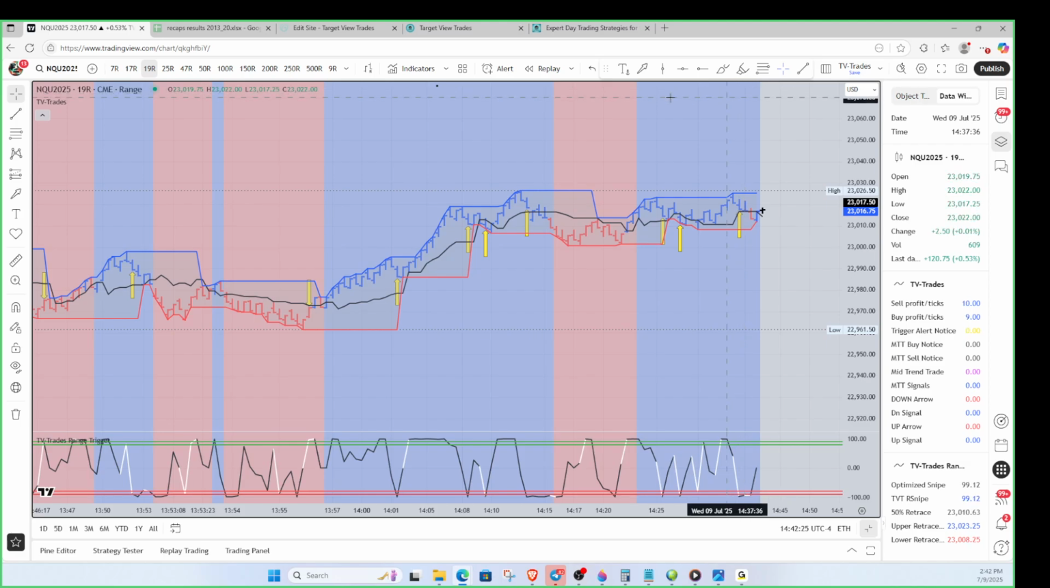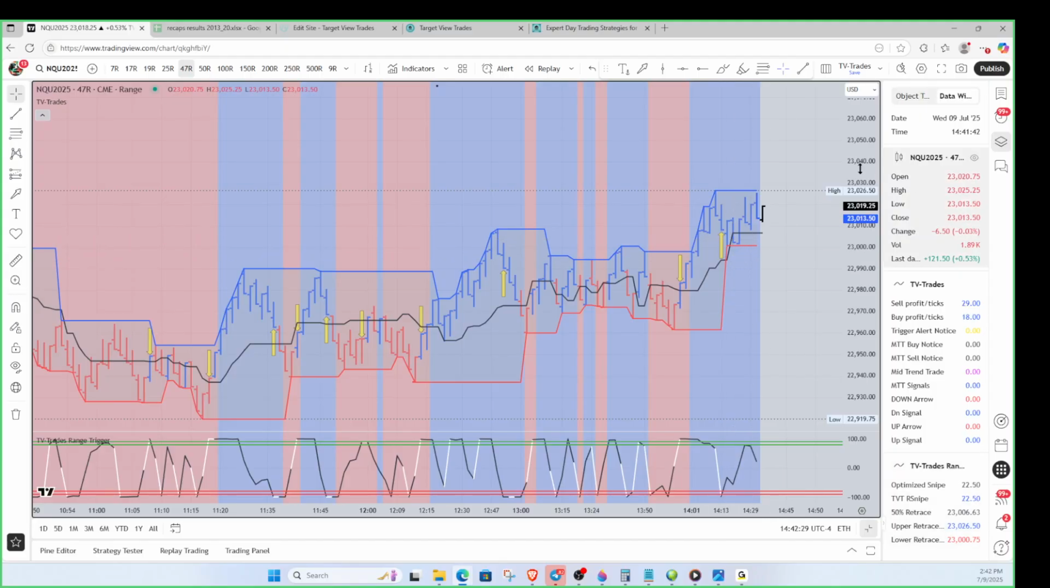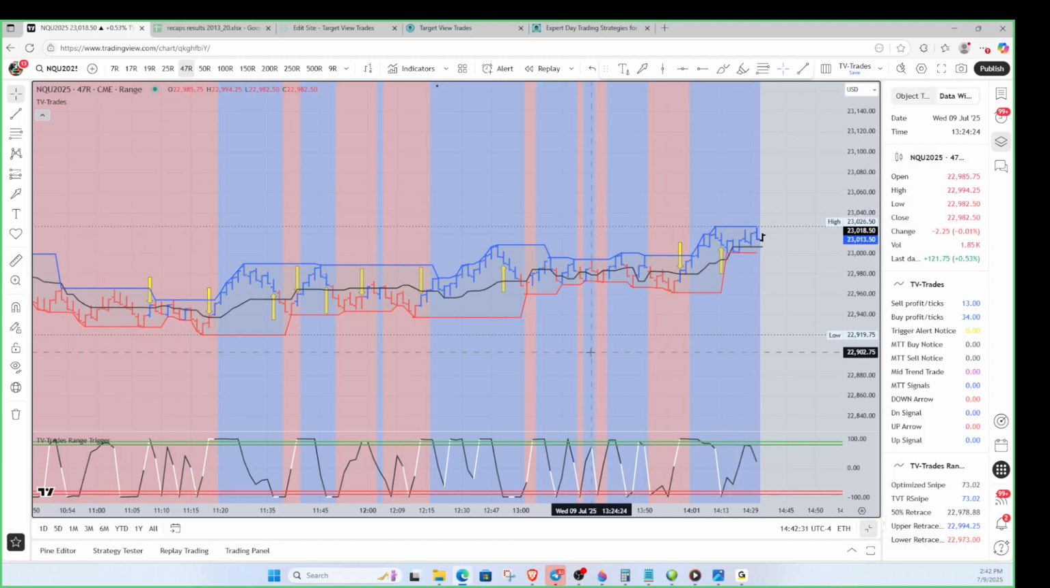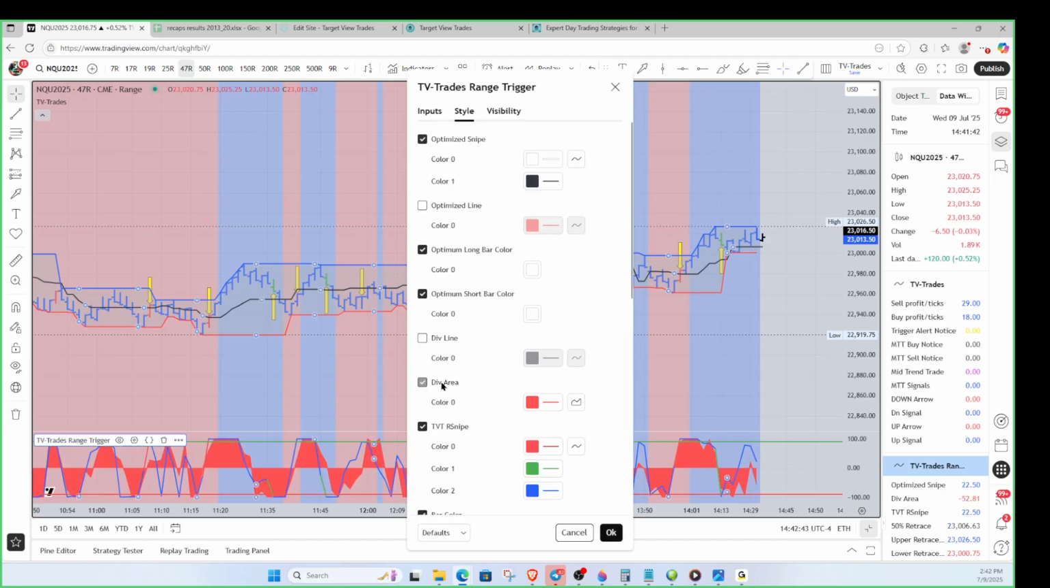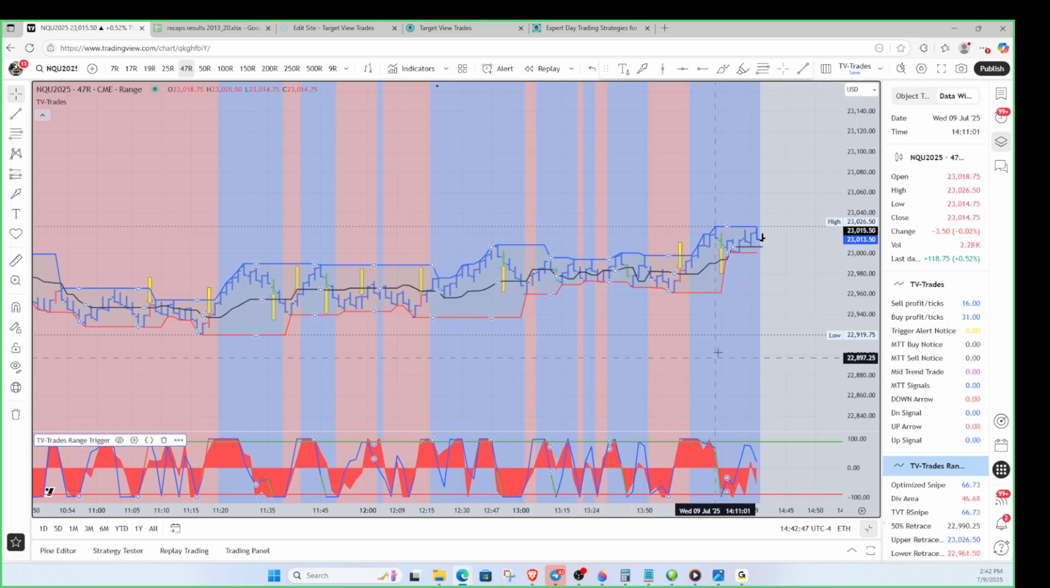If we go back to the 47 range, if you like to trade on the 47 range, we have fewer trades, more risk, but bigger targets. You can go down here and flip on, you've got to undo the optimum trigger, and go to style and turn on the div area. You can use it as an area, you can use it as a line, either one. But what you want to do is you see the blue going into or out of the oversold by itself. Like right here, you would buy the open of the next bar.